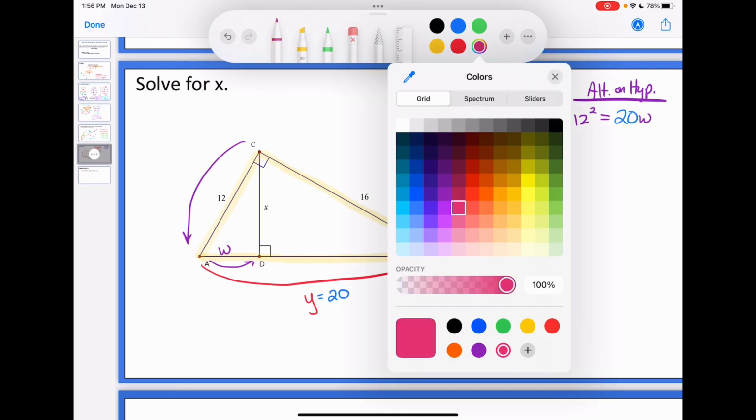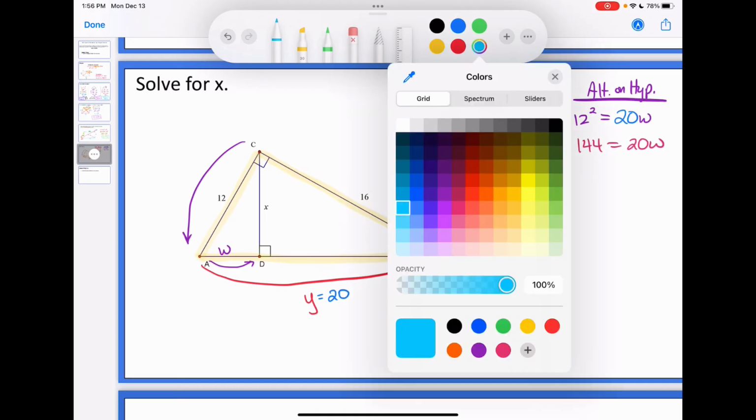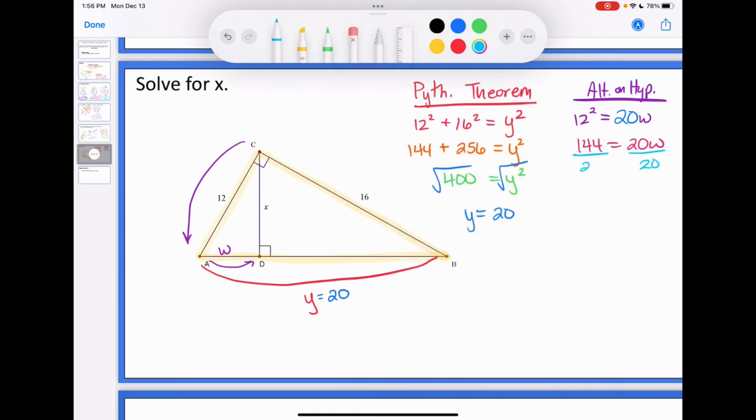All right. 12 squared is 144, which equals 20W. Divide both sides by 20. Ooh, a little bit messy, but okay. W equals 144 over 20. I know I can reduce that. Let's see, I could definitely divide by 2. Ooh, maybe 4? Could I divide by 4? Yeah, okay. W equals 36 over 5. Or I know you just typed that into your calculator and you got 7.2. Fine. Okay, 7.2 it is. 36 over 5 I would like, but I understand probably 7.2.